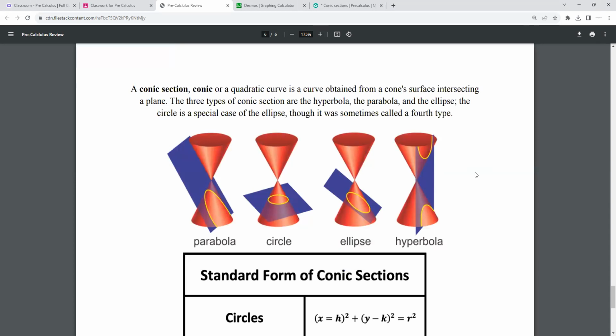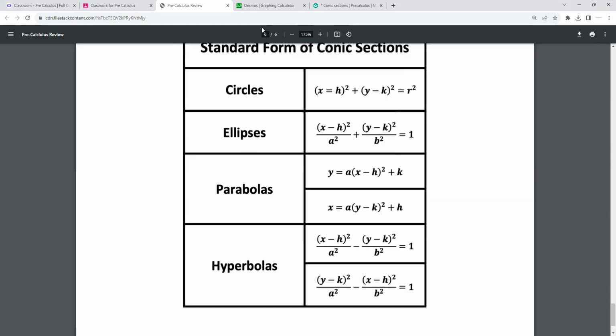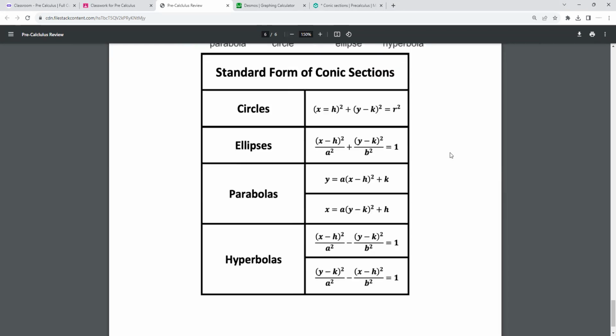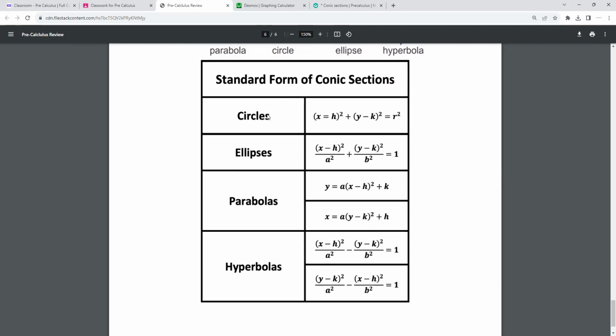Conic sections involve parabolas, circles, ellipses, and hyperbolas. You can see here if you were to slice this cone in different ways, it can create the different types of shapes. There are formulas for each of these. You should be familiar with equations of circles from high school geometry. There's a typo here. That should be a minus sign.